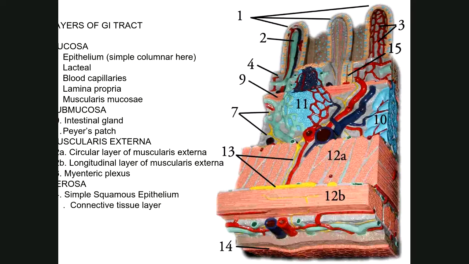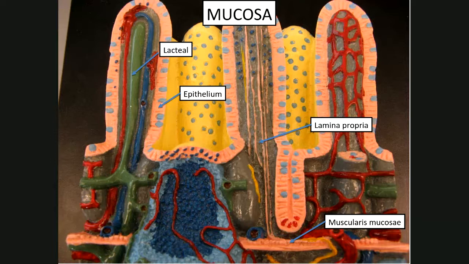So if we look at it, it's this right here. That's what we're looking at. And if we blow it up, it looks like this. So here is our epithelium. And in this case, it's simple columnar. These little blue things that you see are goblet cells. Hopefully you remember that from A&P 1, that with simple columnar, we often have goblets.